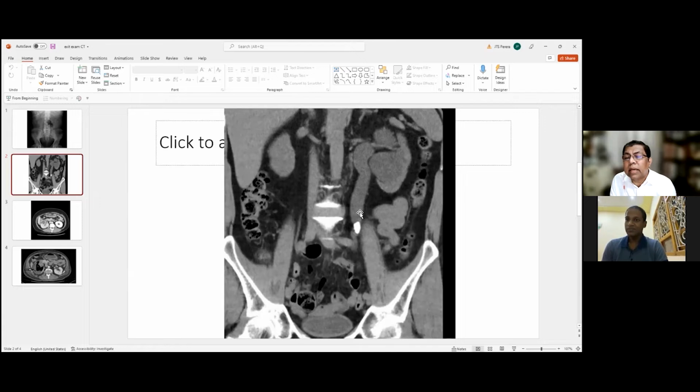How would you know that the function is good? I would like to do a differential function study like a DMSA scan or DTPA scan to see whether the function is good.